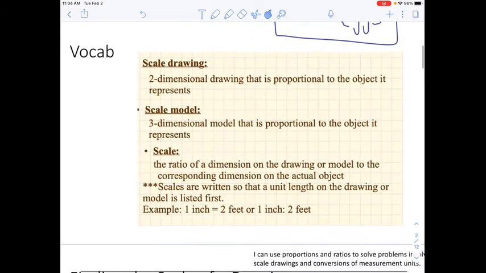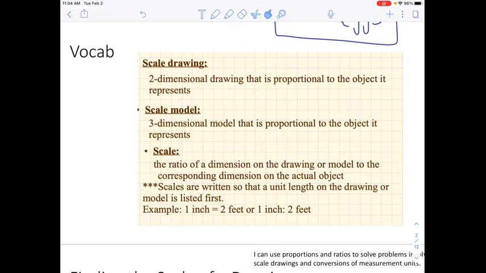So some vocab for today. A scale drawing is a two-dimensional drawing that is proportional to the object it represents. So that's the key here. It's proportional, right? So if we were to draw a scale drawing of the classroom, we'd have to measure it out so that all of the desks, everything in the classroom are proportional on the paper as they are in real life.